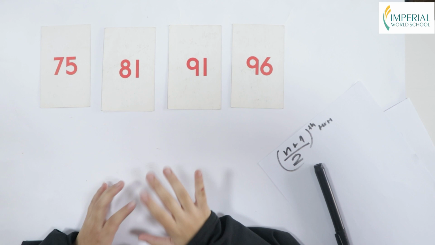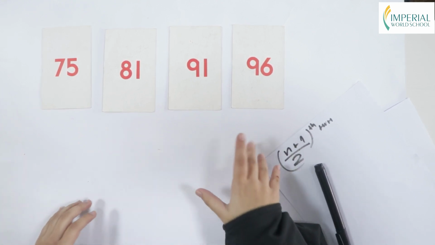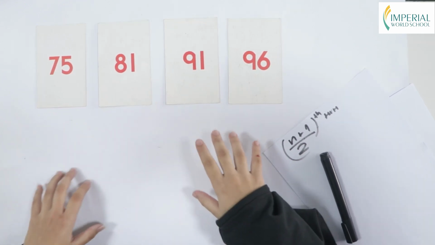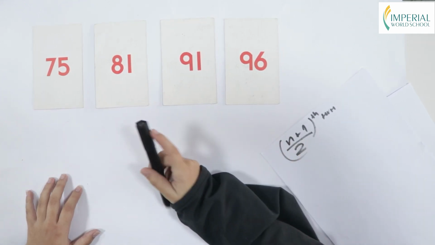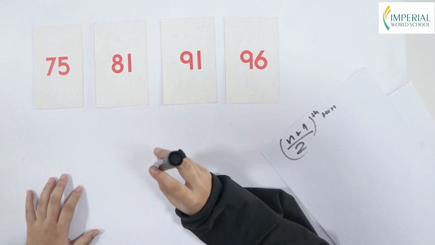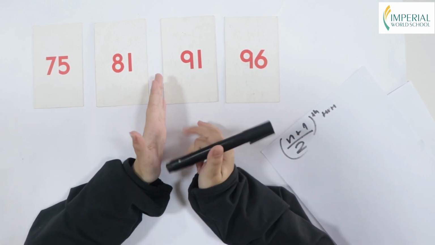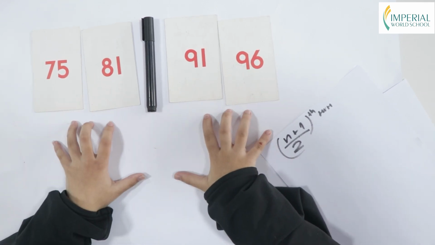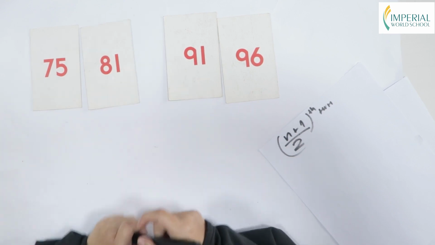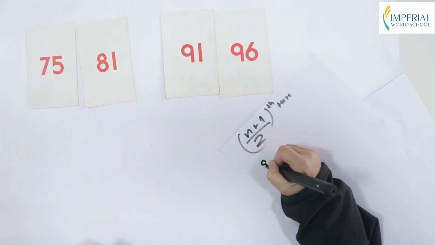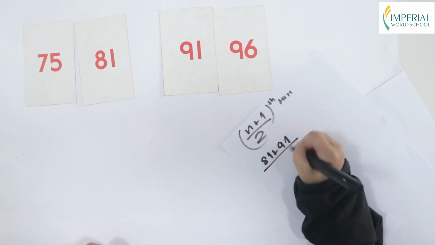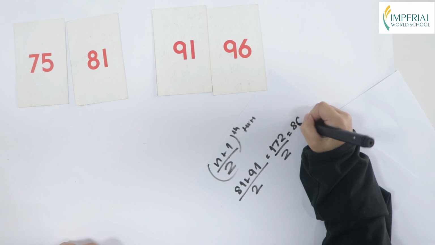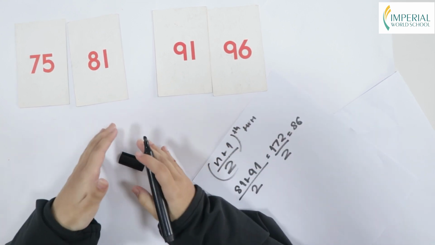So now we're going to find the median of the data when an even data set is given. So I have 4 cards placed in front of me, and now I'm going to find the median of this data. As you can see, this part in the middle right here is dividing the data into 2 parts, which means we have to find the average of 81 and 91. So 81 plus 91 divided by 2 is 172 by 2, which means 86. So our median of this data is 86.